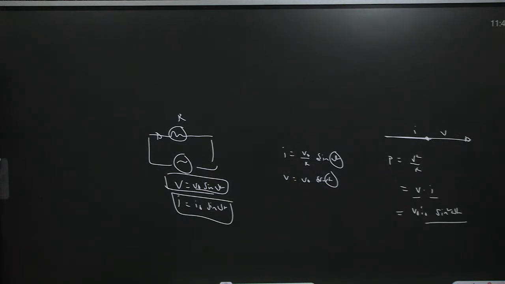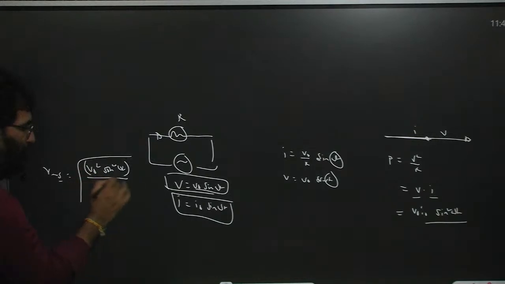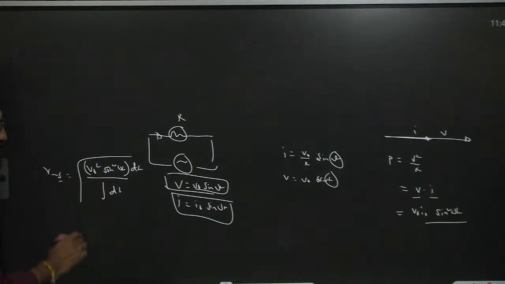RMS value, how to calculate? RMS means root mean square. V naught square sin square omega t, square, mean, root. So this is V naught by root 2. So we always find the RMS value.